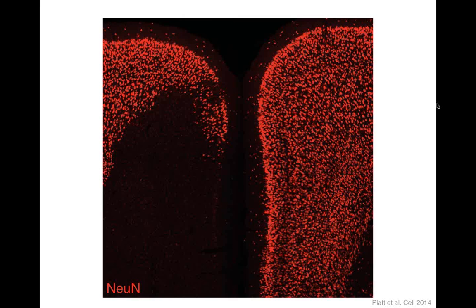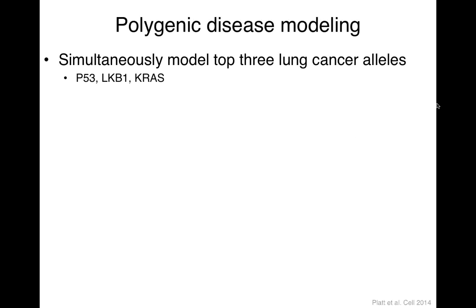But because Cas9 can be multiplexed to different areas of the genome, we can start to think about going from these monogenic models to polygenic models and do it rapidly. So we want to go from monogenic to polygenic. And we wanted to test this and model lung cancer.